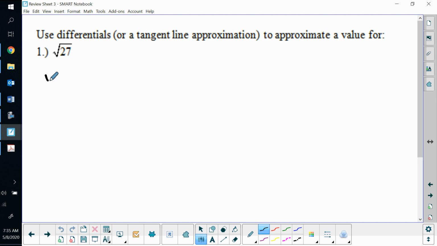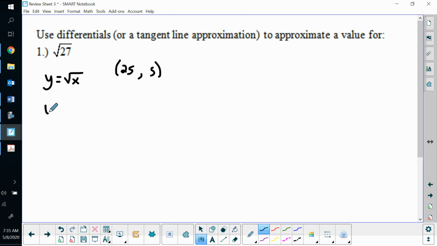So we've got to figure out what our base equation is. Our base equation would be y equals square root of x in this case. We want to pick out a nice x value that is nearby. Well, square root of 25 will be nice, so 25 is our nice x value. Then what's the nice y value? Square root of 25 is just 5.